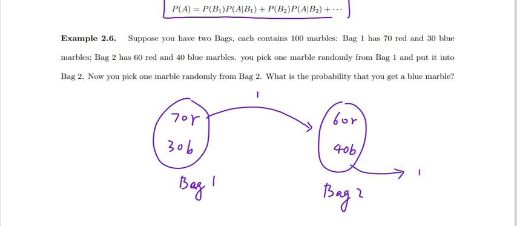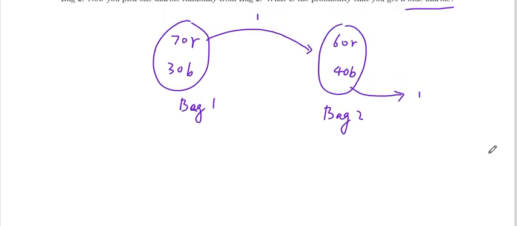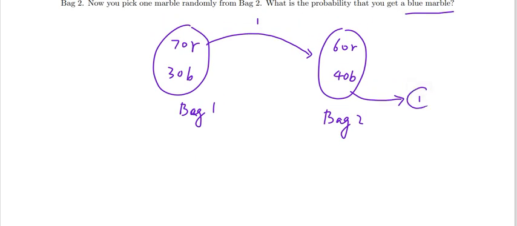you pick 1 from bag 2. So what is the probability that you get a blue one? What is the chance? What is the probability that this one is a blue one? Okay, so we say in total we have 101, because 100 plus 1.